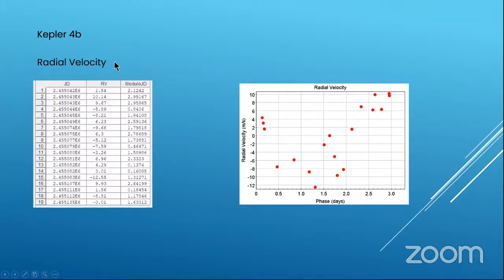The radial velocities of the Kepler 4b is different than most of the other planets, and the planet is very close to its star, so when it is that close to the star, it revolves very fast around the star.